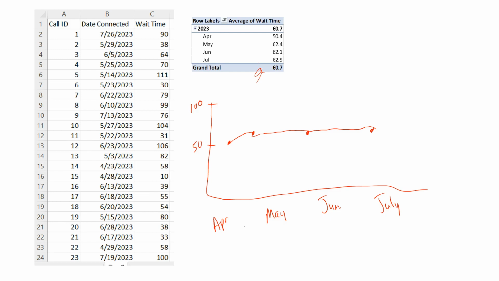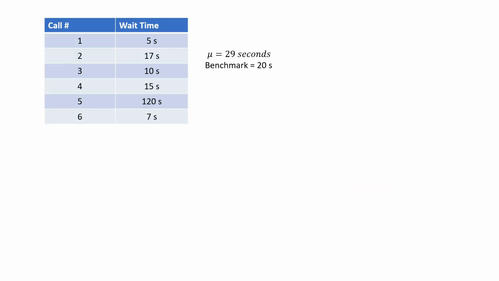The distribution within each of these time periods matters. If we zoom in to a handful of calls here, what we can see is that the vast majority of these calls well exceeded our expectation, while one call waited 120 seconds to be connected. Now, if we fixate our view on the average here, the average of these 6 calls is 29 seconds, which is well above our benchmark.